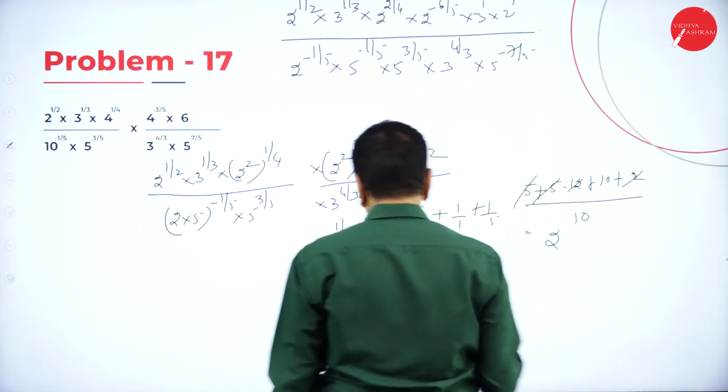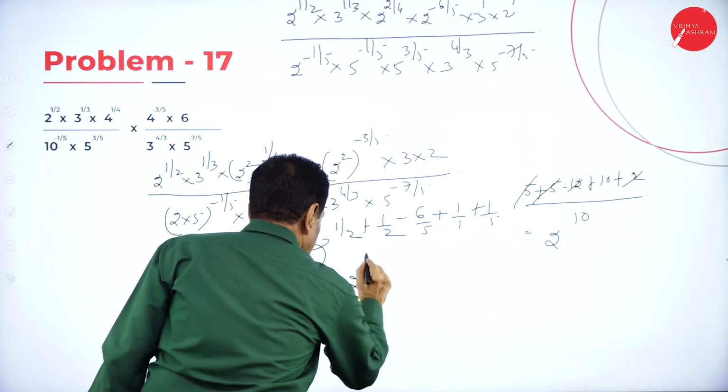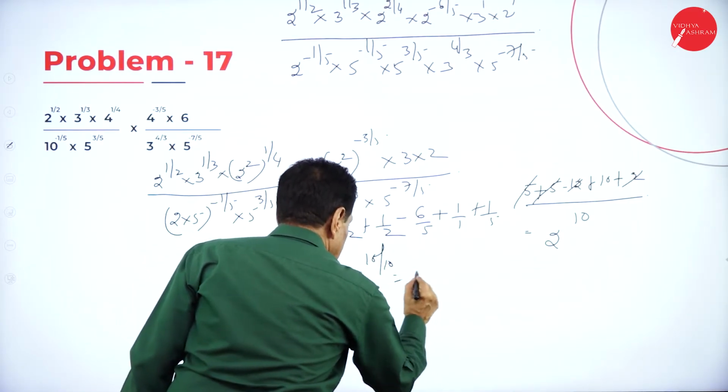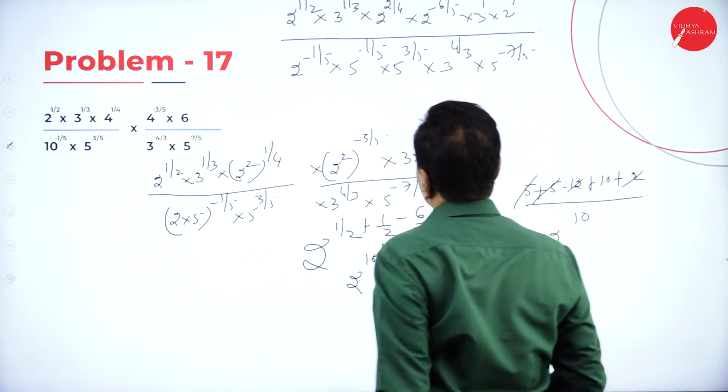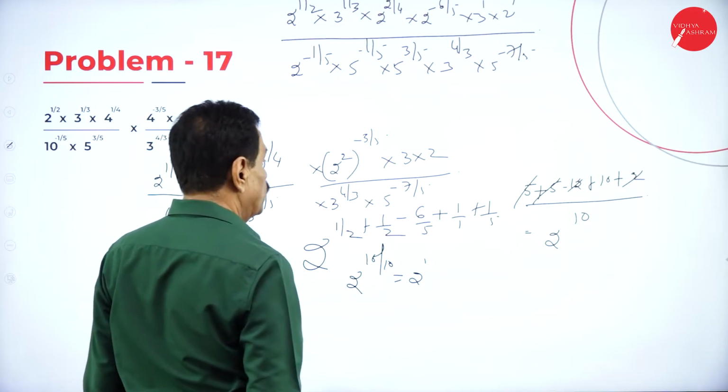What is left over? This is 2 to the power of 10 divided by 10. This is 2 to the power of 1. So this goes in favor of 2. Then come back to 3.